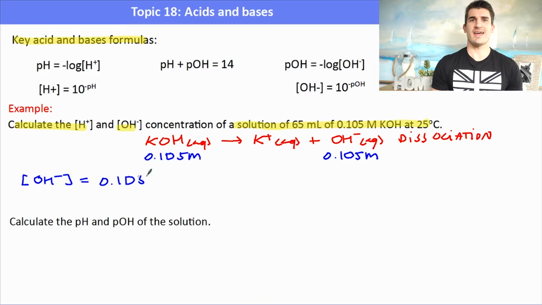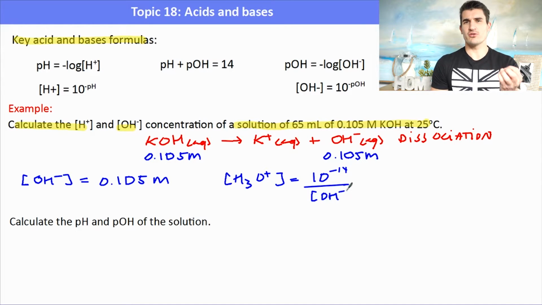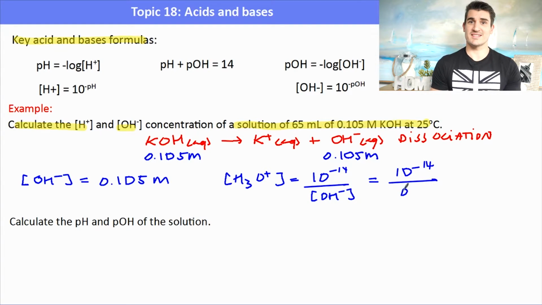Now we can work out our H3O plus or our H plus by using the ionic product of water. KW, which is 10 to the minus 14, divided by the concentration of OH minus, which is 0.105, will allow us to calculate the concentration of H3O plus. If you're struggling understanding that step, I suggest you go back and watch the video on this section of the course in the standard level section. That gives us a concentration of H3O plus at 9.52 times 10 to the minus 14.